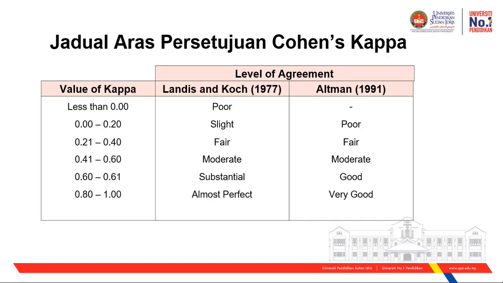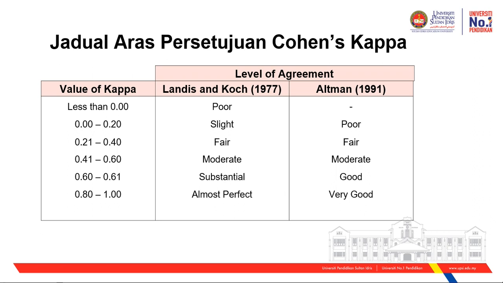So for the level of agreement of Cohen's kappa, there are several studies that discuss this. Basically, the first column here represents the value of kappa. The kappa value is between 0 and 1. There are negative values as well, but that means it's very poor. So the value of kappa is less than 0, 0 to 0.2, 0.21 to 0.4, and so on. There are 2 references here, Landis and Koch 1977 and Altman 1991. By Landis and Koch, if it is less than 0, it is poor, and so on. With Altman 1991, the explanation is quite different in terms of words, but it represents the same thing.